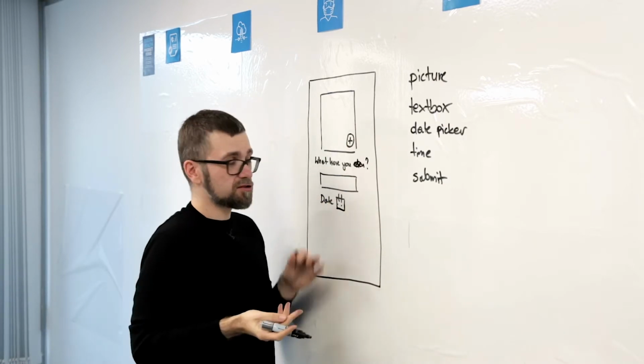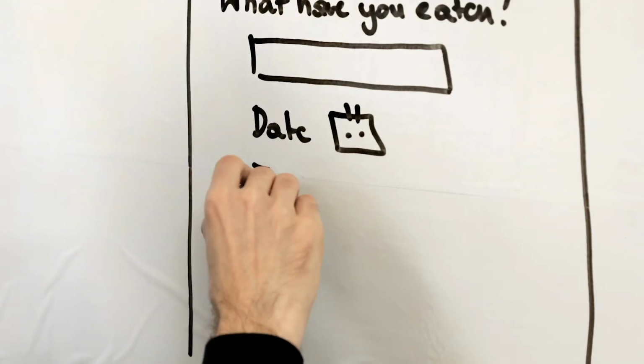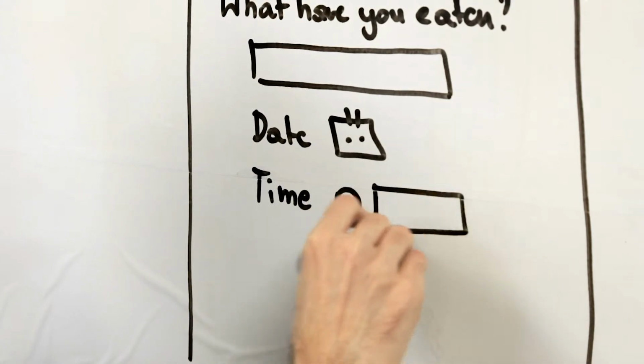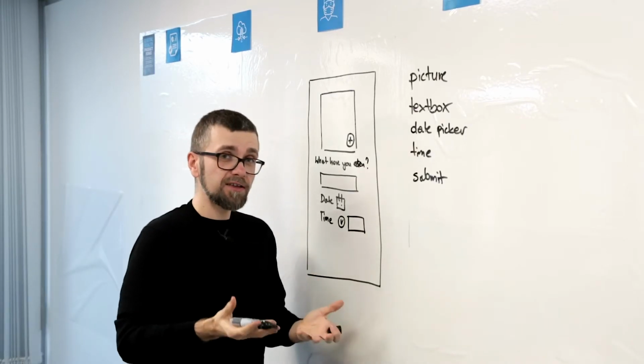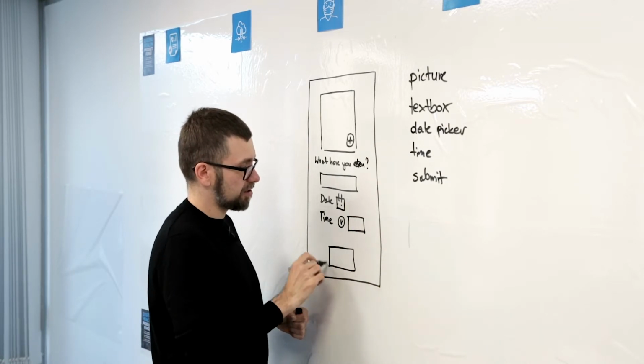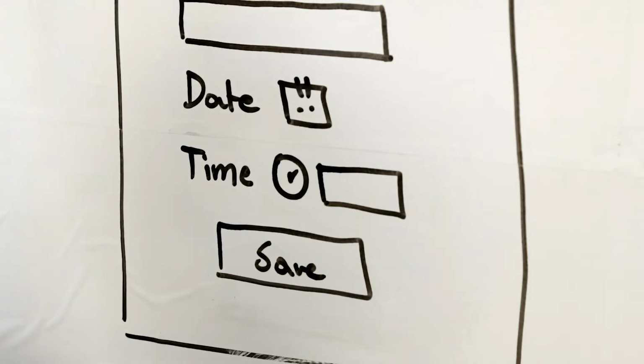You can just visualize it by putting a little calendar symbol on, and maybe the time when you've had it. And the time could be simply another text box. And the final thing that you would most likely need on that screen is some kind of a save button, just to make sure that information is saved there.